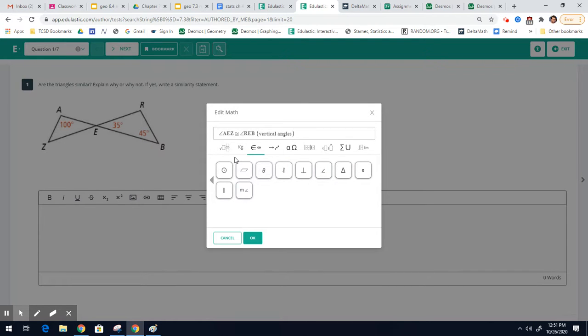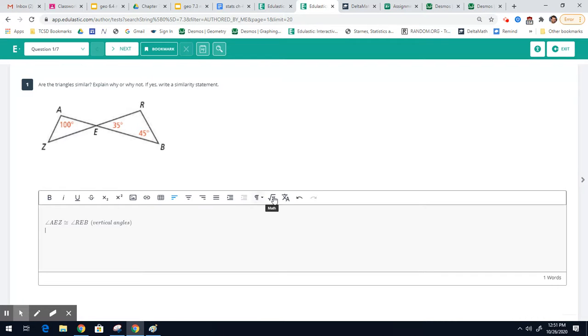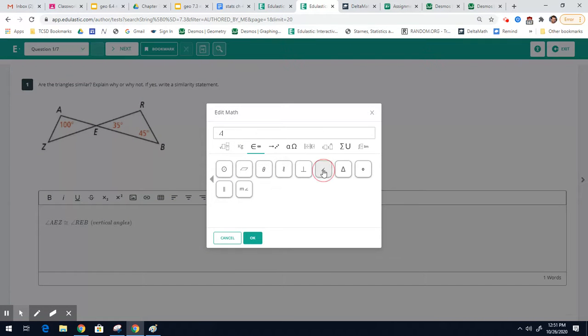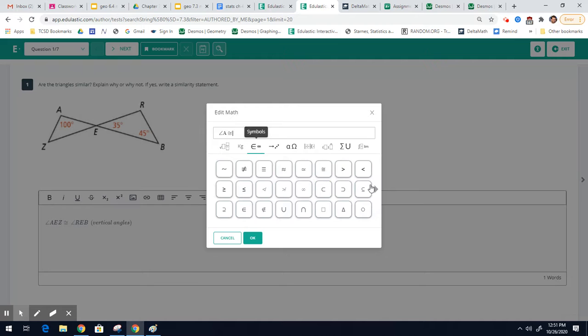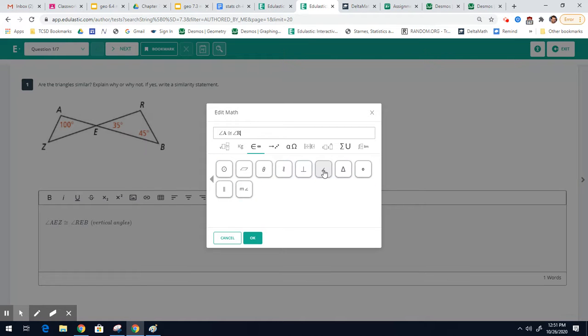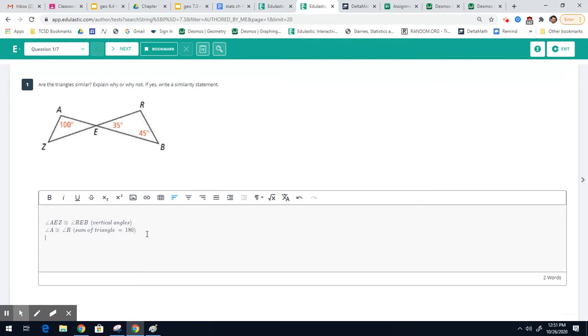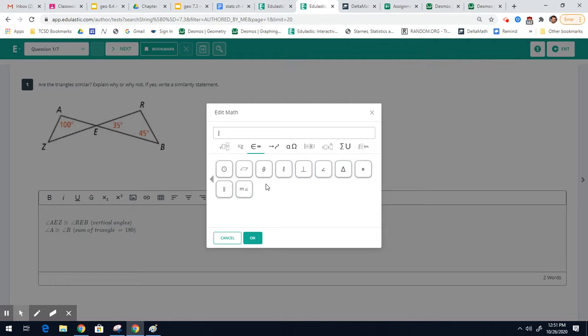So I like the descriptions, okay? And then I know that angle, and I can use one letter now because there's not multiple angles, angle A is congruent to angle R. And again, I use the fact that the sum of a triangle equals 180, to get that they're both 100 degrees. And I have two angles congruent. So now I can say that triangle AEZ is similar to triangle REB.